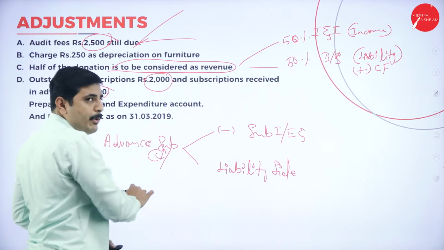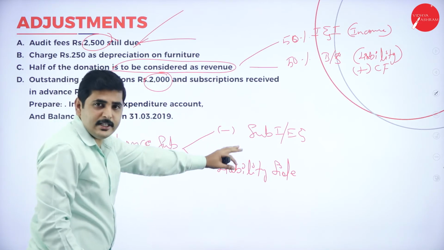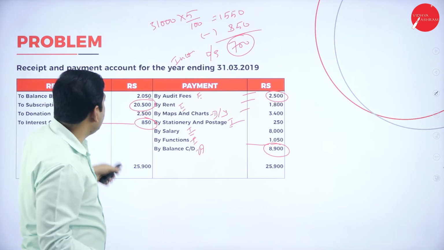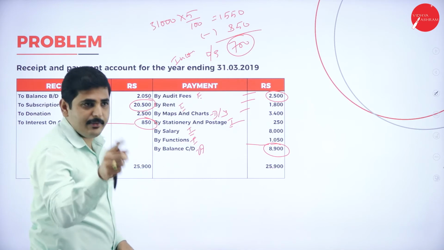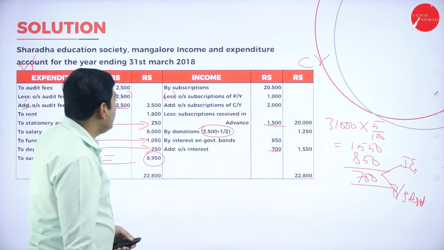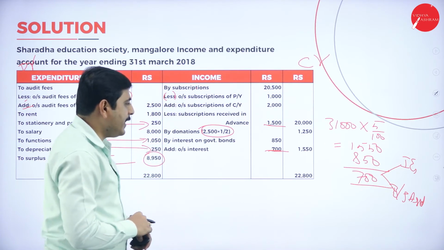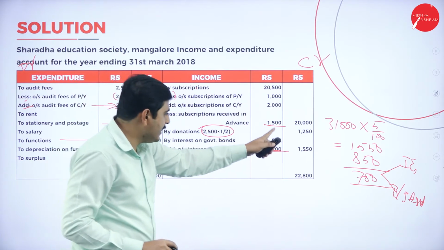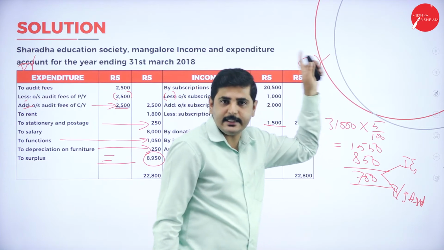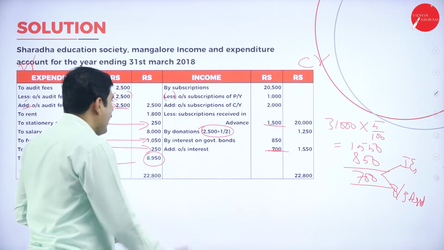We have taken all the amounts. See, all the items in the adjustment will have double effect. All the items in the receipts and payment account will have single effect. Okay. Now add this. When you add this, you will get the 1,550 rupees. Out of 1,550 rupees, still 700 is due. It will be shown in the asset side of the balance sheet. Now add both the sides.